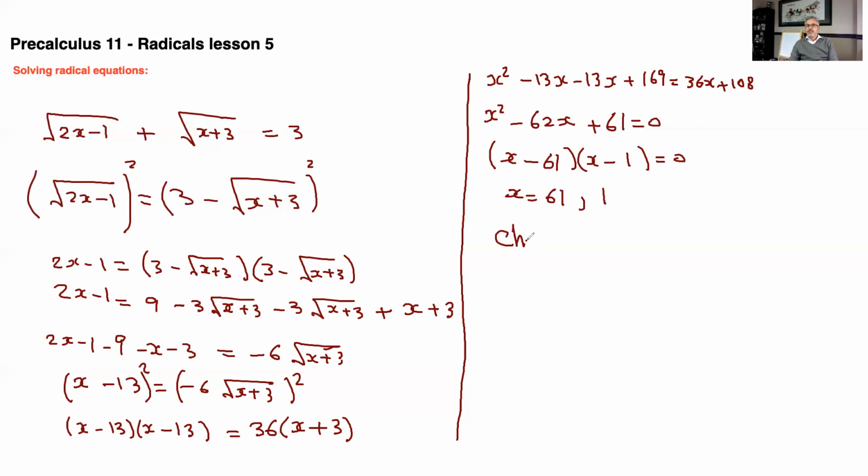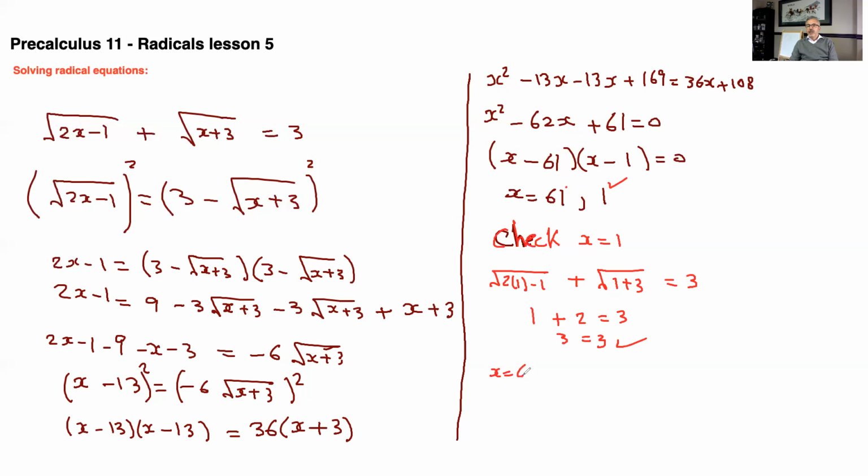Now check. Or maybe just let's do the check in a different color. Check. I'm going to check x equals 1 first. I'm going to go back to the original equation. I have square root of 2 times 1 minus 1 plus square root of 1 plus 3. Does that equal 3? So 2 times 1 is 2 minus 1 is 1. Square root of 1 is 1. Plus that's 4. Square root of 4 is 2. Equals 3. 3 equals 3, definitely. So this is a check. How about the 61?